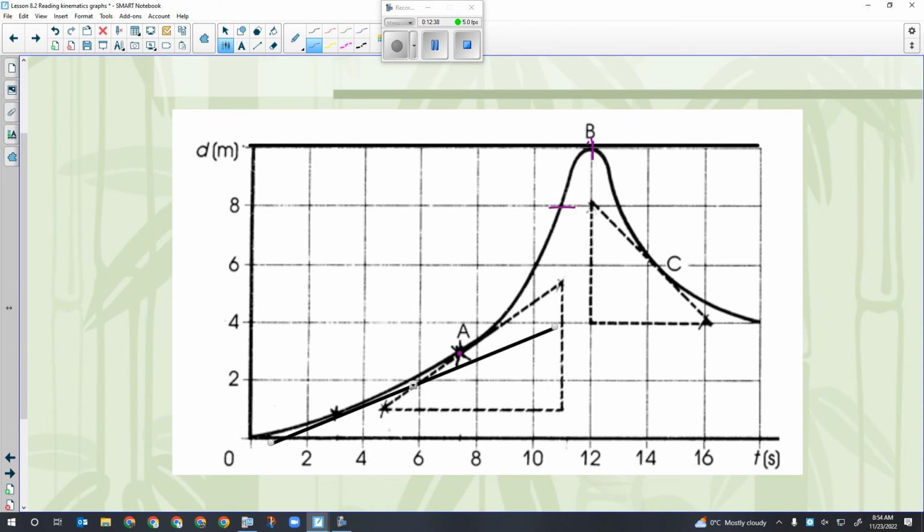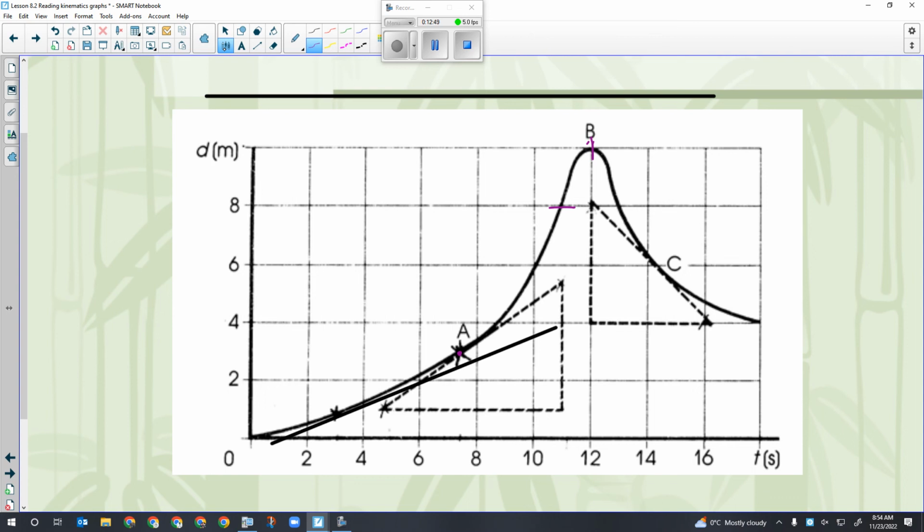how fast is the object going? Remember how we said if we drew a line that was tangent to the curve, its slope would be the velocity? That line's tangent to the curve. What's its slope? Okay. So at point B, the object is instantaneously, at least, stopped.